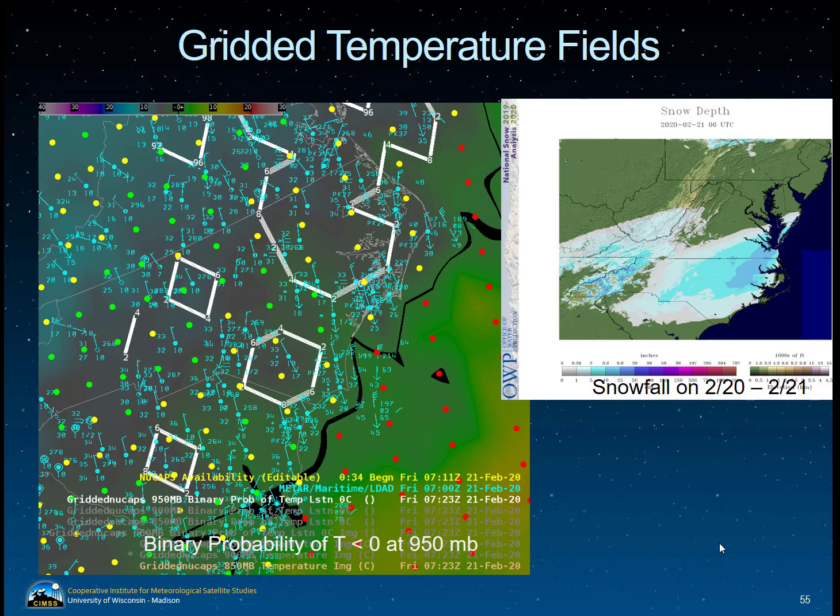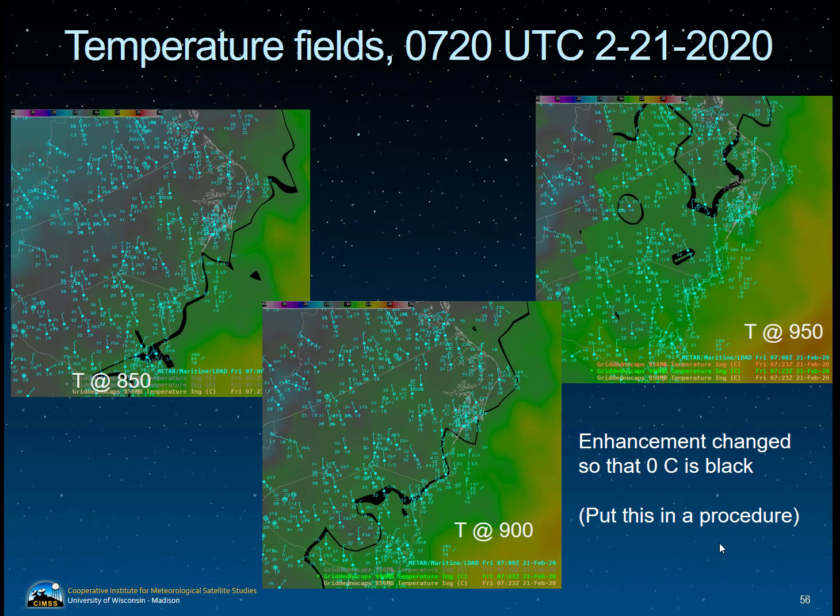Here's an example from CONUS showing gridded temperature fields associated with a precipitation event, a snowfall event, over the southern mid-Atlantic states, North and South Carolina, where the gridded field is the binary probability of temperatures less than 0 at 950 millibars. There are many different thermodynamic variables that you can look at. You can look at individual temperature layers as well, temperature at 850, 900, and 950. You might use this to help you determine where the rain-snow line is. In this particular example, I've changed the enhancement that's used so that 0 Celsius is in black. Put this in a procedure so you can see where the gridded NUCAPS suggest where the rain-snow transition line might be.